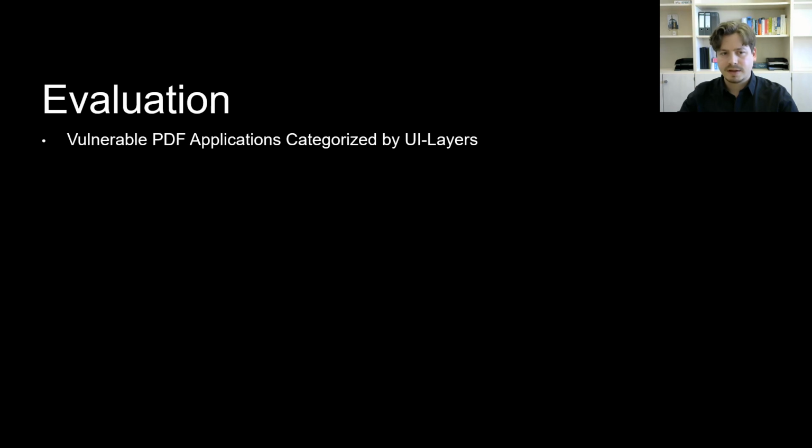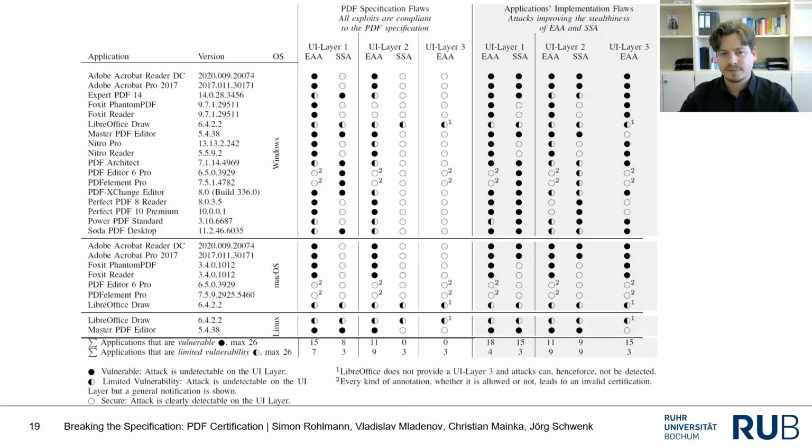So let's have a look at the evaluation and the vulnerable PDF applications. We categorized them by the UI layers. We analyzed 26 PDF applications on 3 different operating systems. On the middle part, you see the specification flaws. This means the attacks without improving the stealthiness. On the right part, you see the application flaws. This means the attacks with improving the stealthiness.